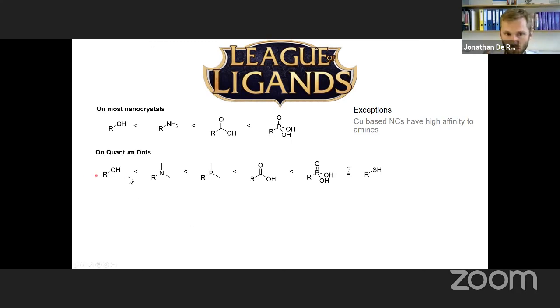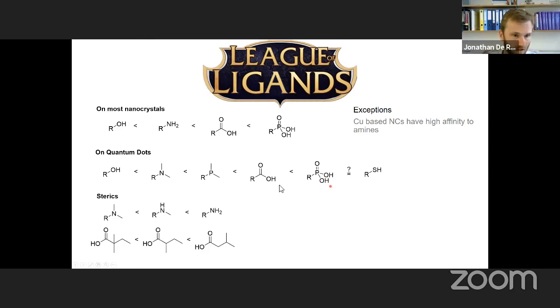Again, the same order, but here we also have thiols now, which have a very high affinity for those soft Lewis acids like cadmium or mercury or gold. Thiols bind really well. I'm putting a question mark here because I actually don't know which one is better, phosphonic acids or thiols. I'm not aware of a study that convincingly showed one or the other. So if anybody knows, please send me the paper and I can add it for next time.